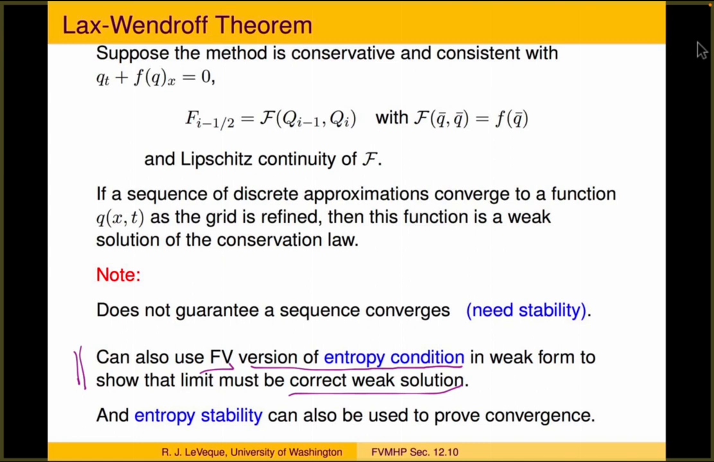But also the idea that this entropy can be used as a form of stability is very important. And so not only do we get this entropy condition, but for some numerical methods, you can also show that this entropy stability is exactly what you need, or at least it's one form of stability that allows you to actually show that the method is converging to not only a weak solution, but the correct weak solution as you refine the grid.